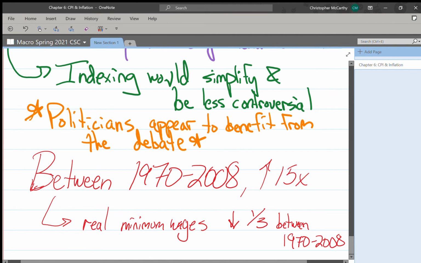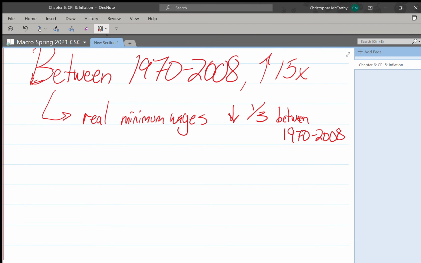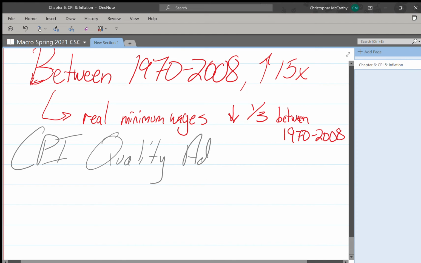So there's a lot of bias. We're not going to talk about all of it for the sake of time, and you've all read the book. I know you've all read the book. So we'll talk about the important stuff, the CPI quality adjustment bias.